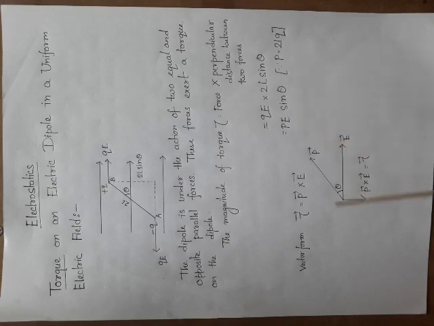Now torque is a vector quantity, so the vector form of this equation is vector tau is equal to vector p cross vector E. According to the direction of cross product, we can see in the diagram, if p means the dipole moment is in this direction, E, the electric field intensity is in this direction, then the p cross E or the tau vector will be in this direction according to the figure.